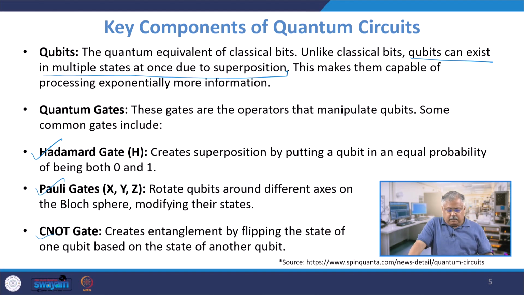Let us look at Hadamard. Superposition is created by putting a qubit in equal probability of both 0 and 1. That is a Hadamard gate. So, we have equal probability of having a 0 and a 1: 0.5 and 0.5 is the probability of 0 and 1.